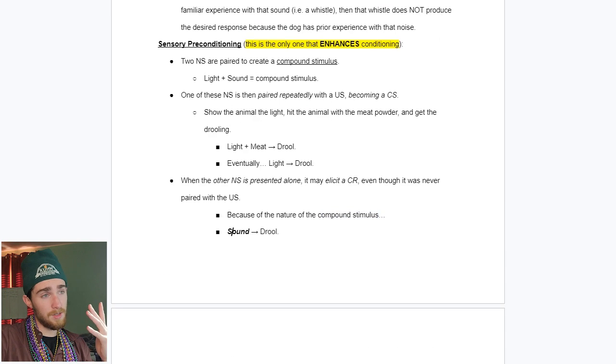Compound stimulus, sound equals drool. Light and sound is a compound stimulus. You take one part of that compound and you pair it with the unconditioned stimulus enough times to where you get this unconditioned response to become a conditioned response. And then eventually, this part of the compound stimulus presented alone will reliably elicit this conditioned response because this conditioned response has already been made to happen by this half of it.